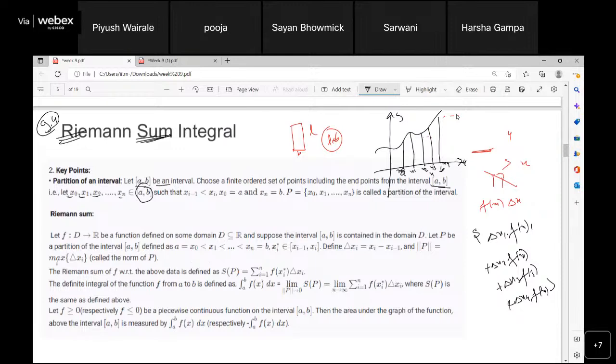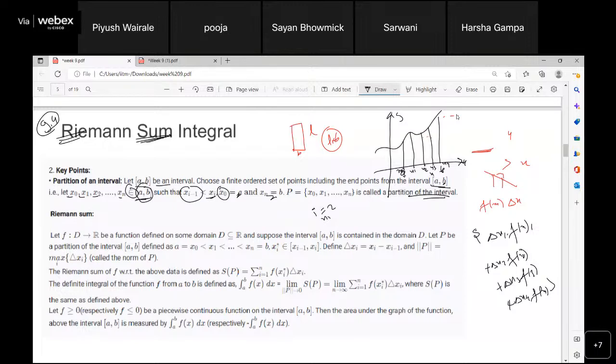Here you can see x0, x1, up to xn belong to the closed interval [a, b], such that x of i minus 1 is less than x of i. So if I say i equals 2, then x of i minus 1 will be for i equals 1. So x of 2 is greater than x of 1, right? So this condition is also satisfied. x0 is a, so x of 0 is a and xn is b. So my last point will be equal to b. It's called a partition of the interval.